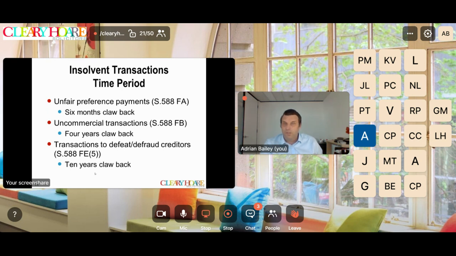So unfair preference payments, it's a 6-month clawback period. Uncommercial transactions, 4 years. And transactions to defeat or defraud creditors has a 10-year clawback. So if we have entered into any of these transactions, whether it's a preference payment or uncommercial transaction, we need to be aware of that time period. Because like with most things, if we're in this world where our client has hit a hurdle and we're looking at what can and can't be saved, we're going to have to be realistic and work out exactly what is at risk and what can be saved in relation to that. And having a look at these provisions and the time periods is a big part of that.